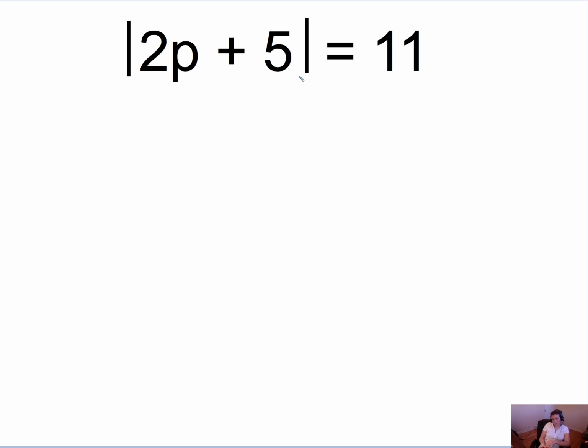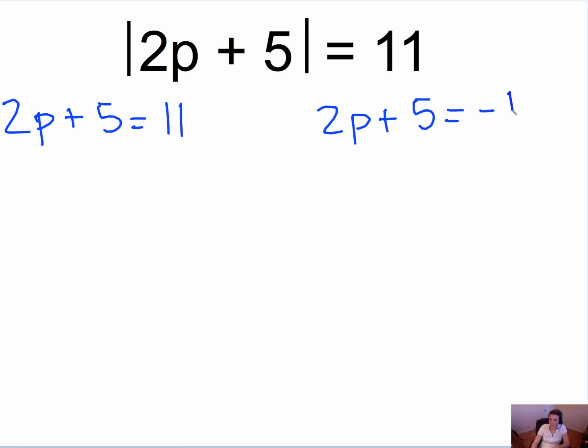So what that means is the absolute value of 2p plus 5 could equal 11, or 2p plus 5 could equal negative 11. Because imagine if that was just a p. Remember, if it was just p, the absolute value of p equals 11. We know that p could either be positive 11 or negative 11. Well, now instead of just having p, we have the entire expression. So 2p plus 5 could be positive 11 or it could be negative 11.